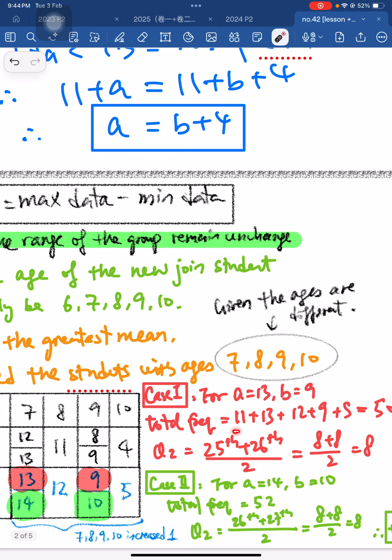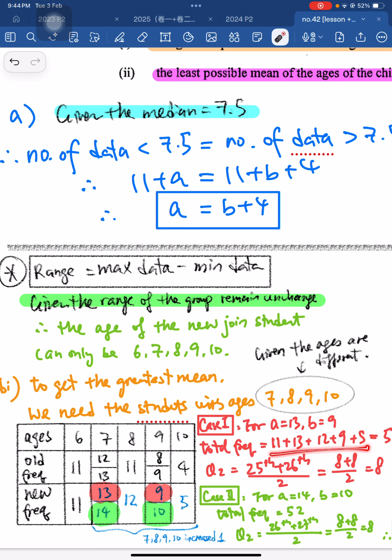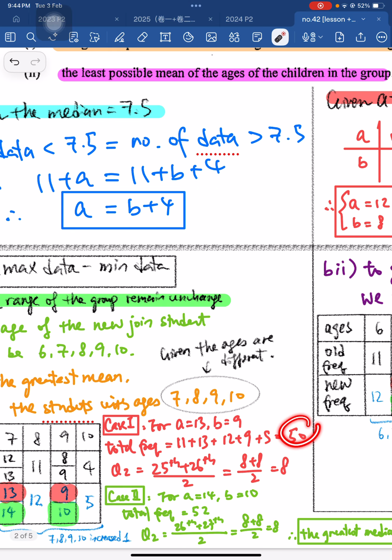So we calculate the total frequency first. We just calculate 11 plus 13 plus 12 plus 9 plus 5, which gives you 50. To find out the Q2, the 50 can be split into 25 and 25, which means that I need the 25th data plus the 26th data, divided by 2.